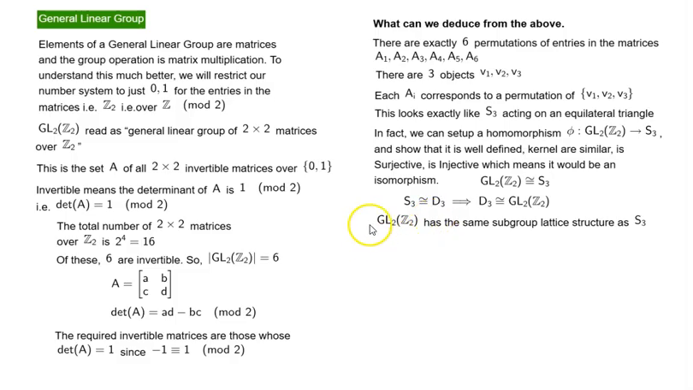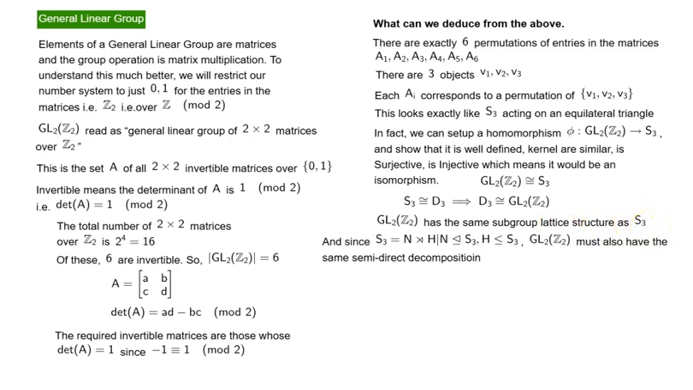Which means GL2 over Z2 has the same subgroup lattice structure as S3, since they are isomorphic. And since S3 is equal to N times H, a semi-direct product, where N is a normal subgroup of S3 and H is a subgroup of S3, that means GL2 over Z2 must also have the same semi-direct decomposition. Okay.